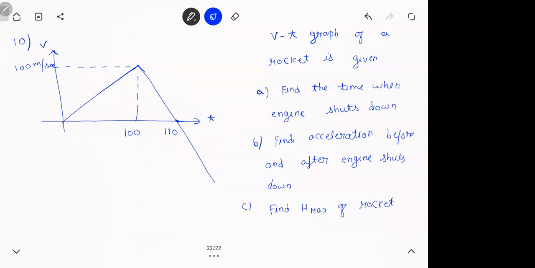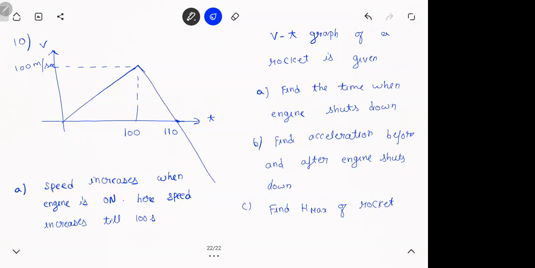That doesn't work. Now see here what happened. The answer to the first part: speed increases when the engine is on. That is the whole point of a rocket, isn't it? So here speed increases till 100 seconds. After that, speed is decreasing. So therefore the engine shuts off after 100 because after 100 the speed is decreasing.